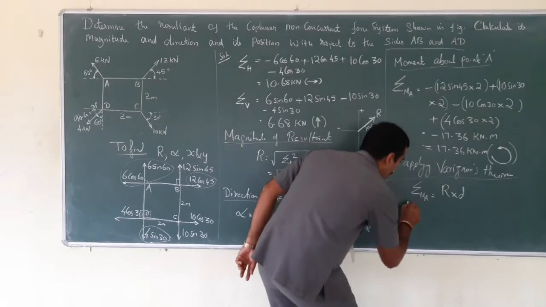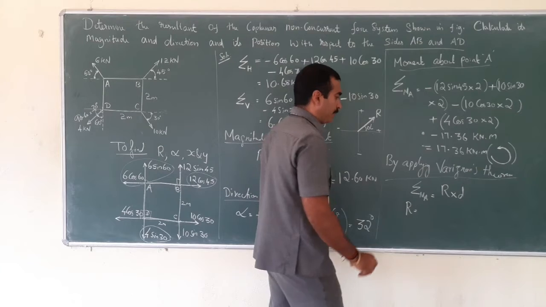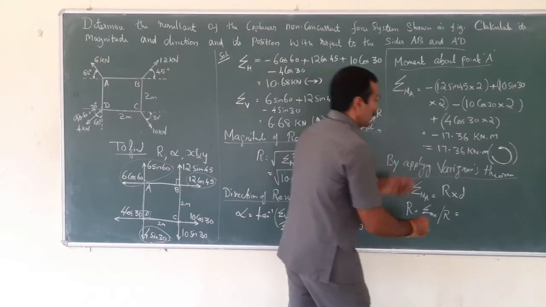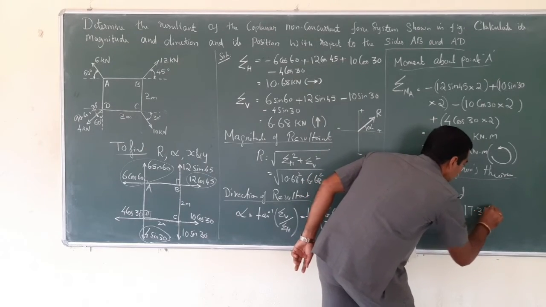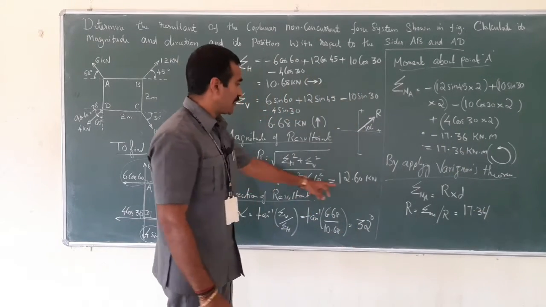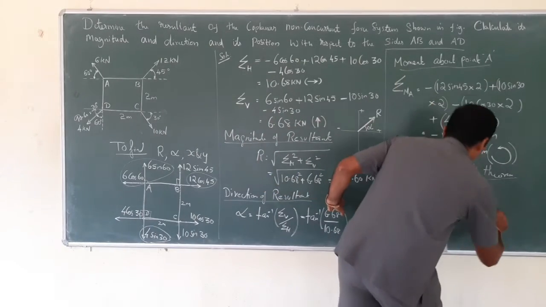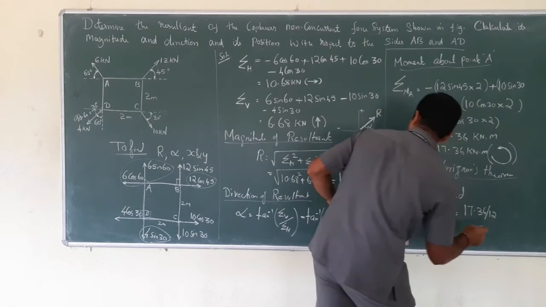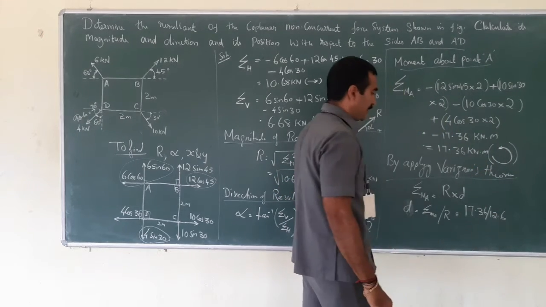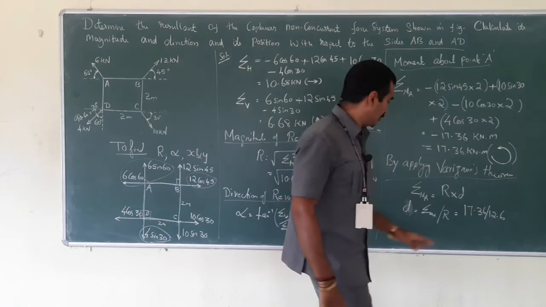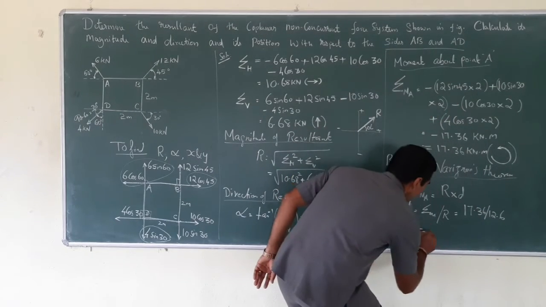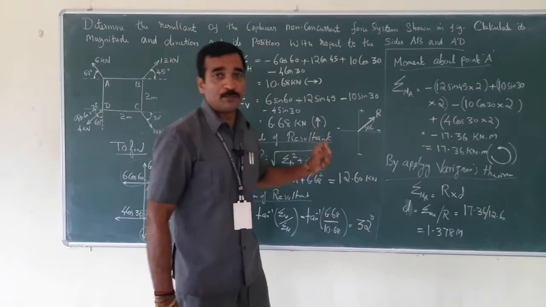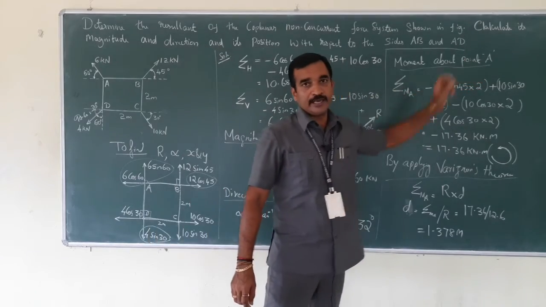Now substitute this value. D is equal to summation of MA by R, which is equal to 17.36 divided by the resultant. The resultant is 12.6. So this could be D, right? If you just feed these values in your calculator, you will get in terms of meter 1.378 meter. From where? From the point A, because we have taken the moment at A.